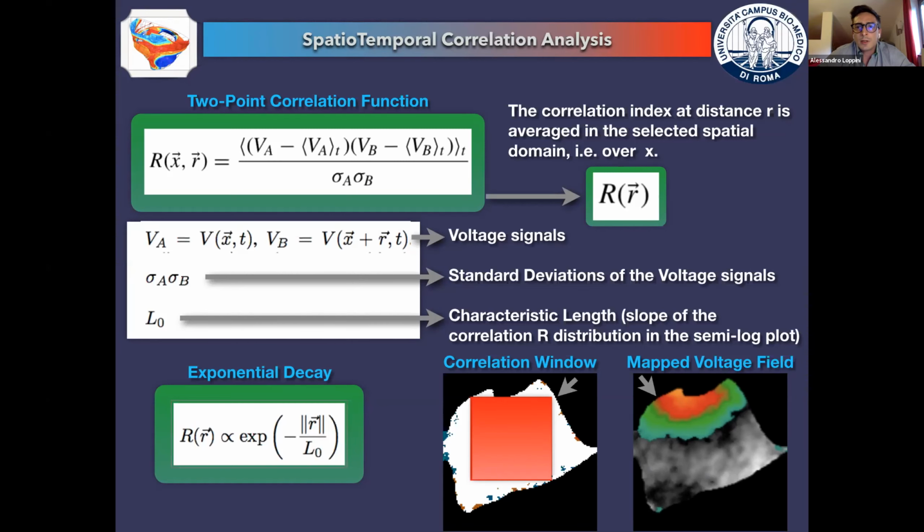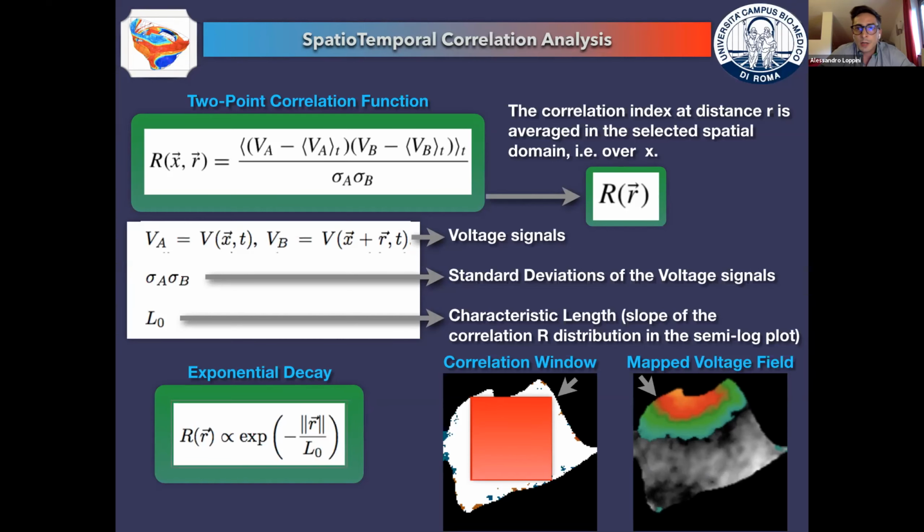And finally, all the correlation indices are averaged within the box to obtain a unique correlation function dependent on distance. In this case, the bracket operator you can see in the definition of the 2-point correlation function stands for a time average. The time window we selected for this computation is consistent with 1 beat cycle. And we perform this computation for every 2 consecutive beats in all the restitution protocols.